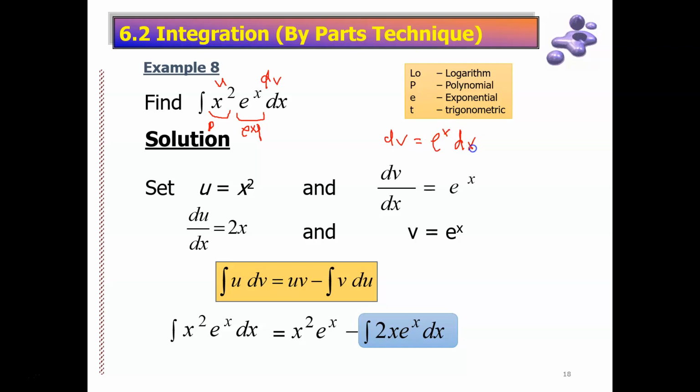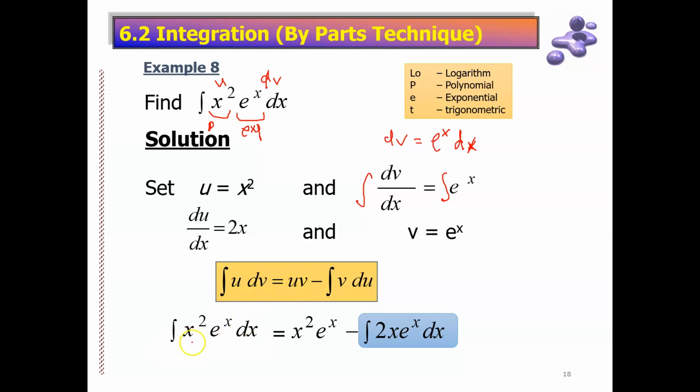Okay, since we already have this one, tapi kita mau dalam bentuk ni, dv over dx. That's why this dx, you're going to bring it on this side. So you have only e^x. So again, you're going to differentiate, du over dx, you get 2x, and this one, we have a differentiation already. So you're going to integrate both sides. Integrate dv over dx, you get v. Integrate e^x, you get e^x itself. So again, you have a complete set to fulfill this by-part formula.